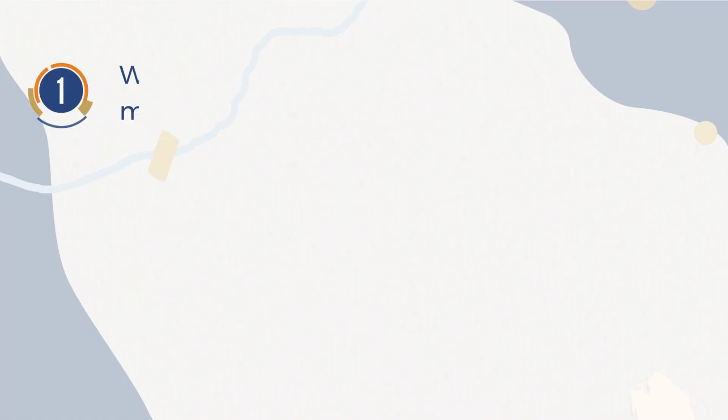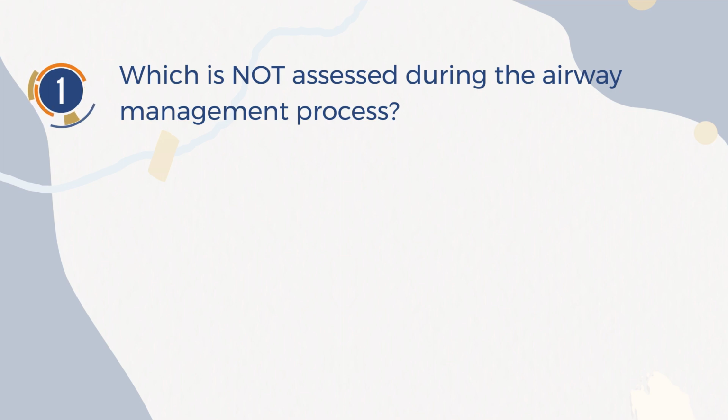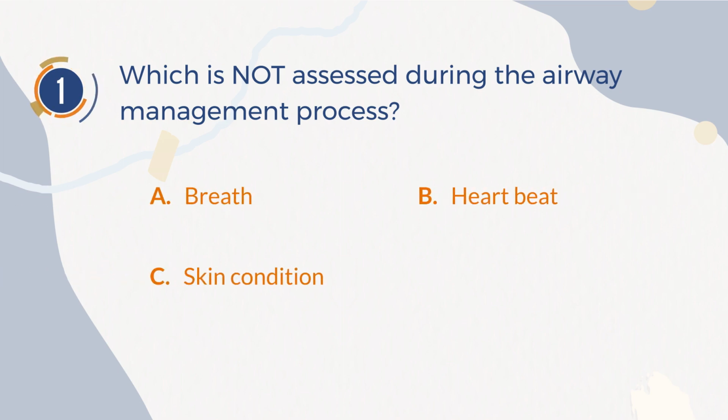Number 1. Which is not assessed during the airway management process? A. Breath. B. Heartbeat. C. Skin condition. D. Level of alertness. The correct answer is B.